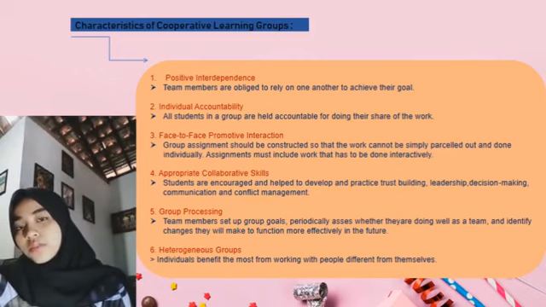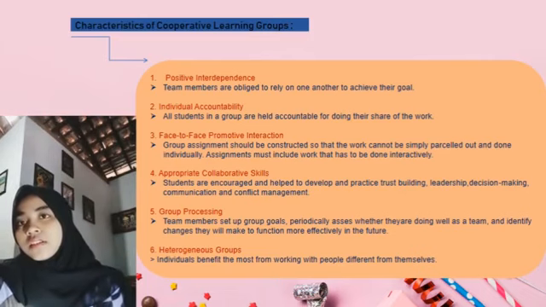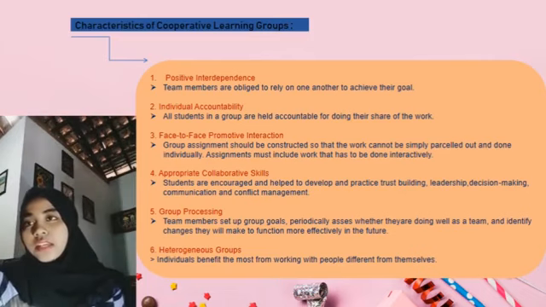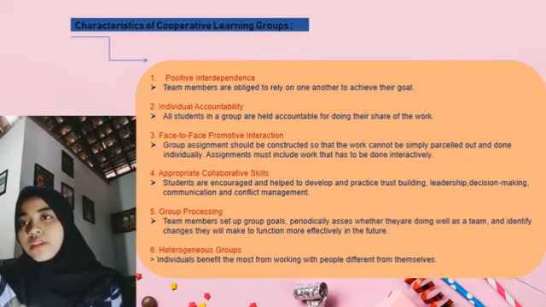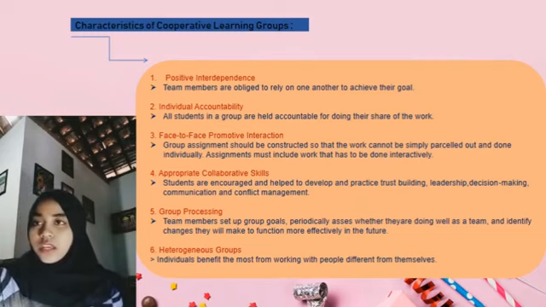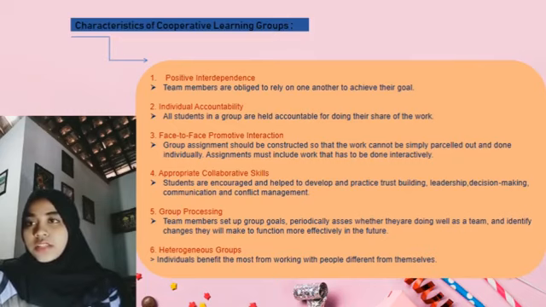And the fifth is group processing. Effective group work is influenced by whether or not groups reflect on how well they are functioning. A process is an identifiable sequence of events taking place over time. A process goal refers to the sequence of events instrumental in achieving outcome goals.